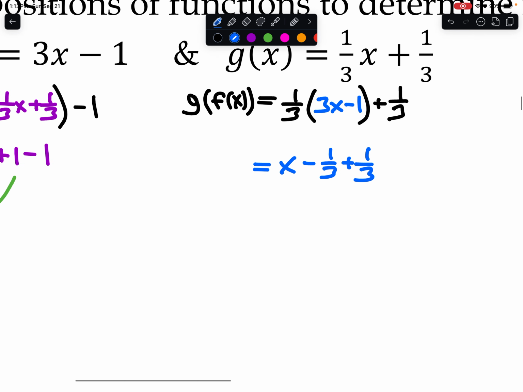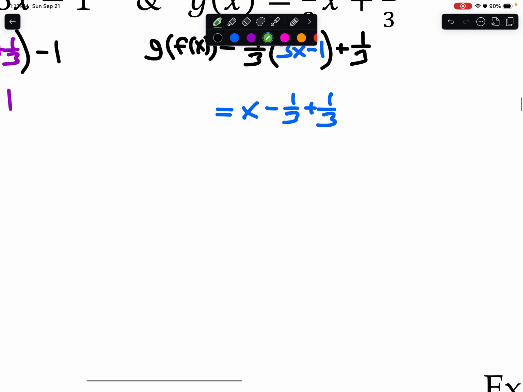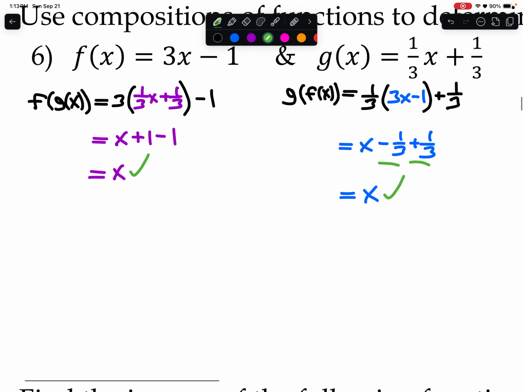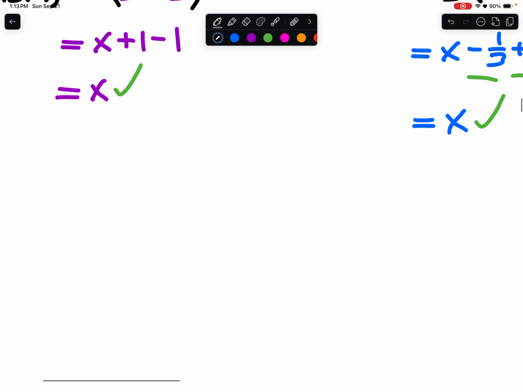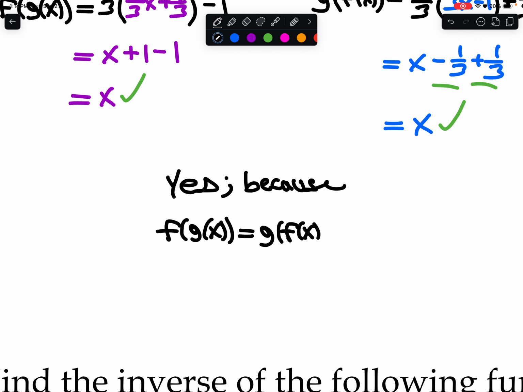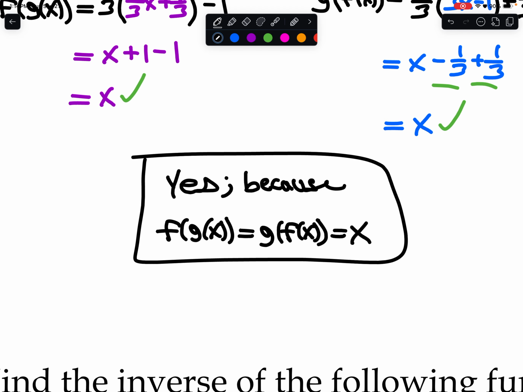And then for this next part, we're going to combine like terms. So negative 1/3 and positive 1/3 are going to cross out. So we're left with a positive 1x. So there's that part. So they both are equal to a positive 1x when we do the composition. So what that tells us is, yes, they are inverses. And then if they ask for any justification, you would say, because f of g of x is equal to g of f of x, and they equal x. So this would be your justification.